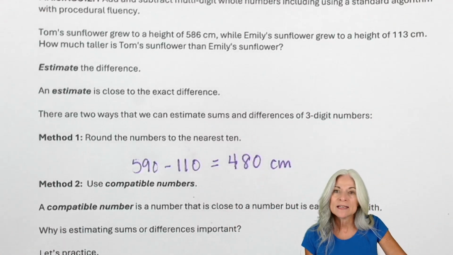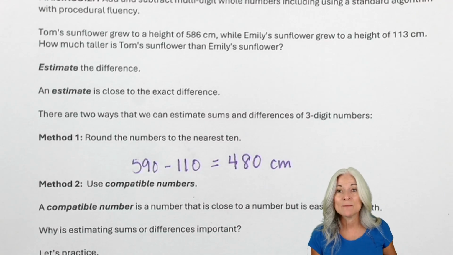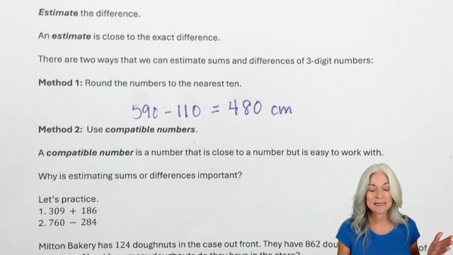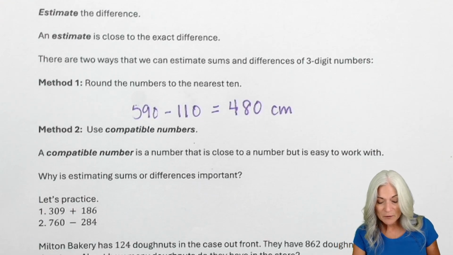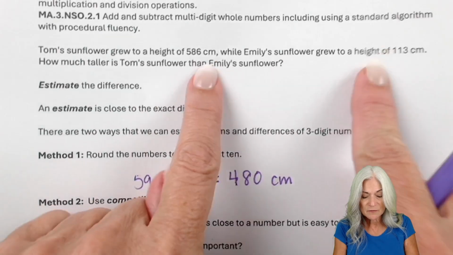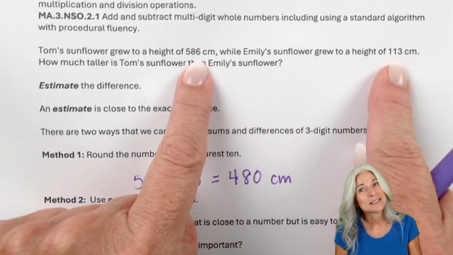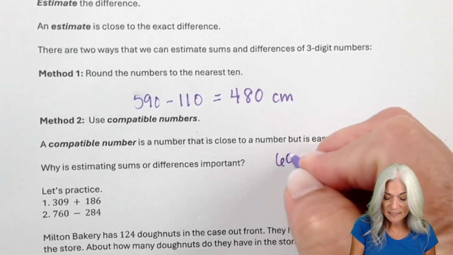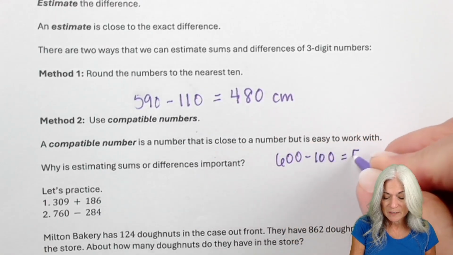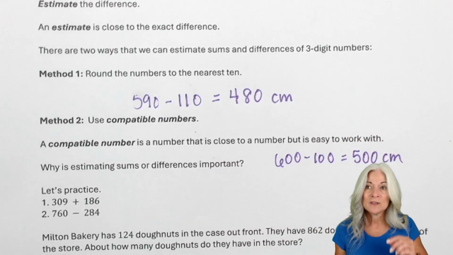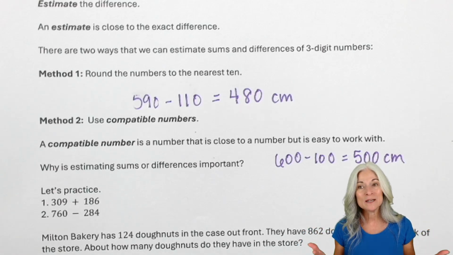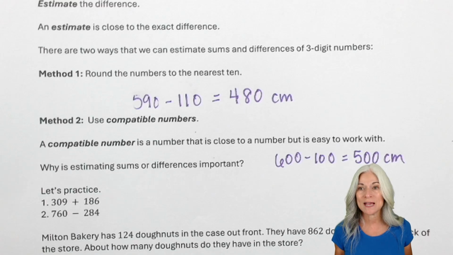Now, another way that they could do this is to use what we call compatible numbers. Now, a compatible number is a number that's close to the number, but it's easy to work with. So maybe we say, well, if I'm looking at these two numbers, 586, that's close to 600, 113, it's close to 100. So maybe they use 600 minus 100 to get 500 centimeters. So this is going to be one of those fun homework assignments with your students where there's not going to be one exact correct answer. Either one of these answers would be acceptable estimates.